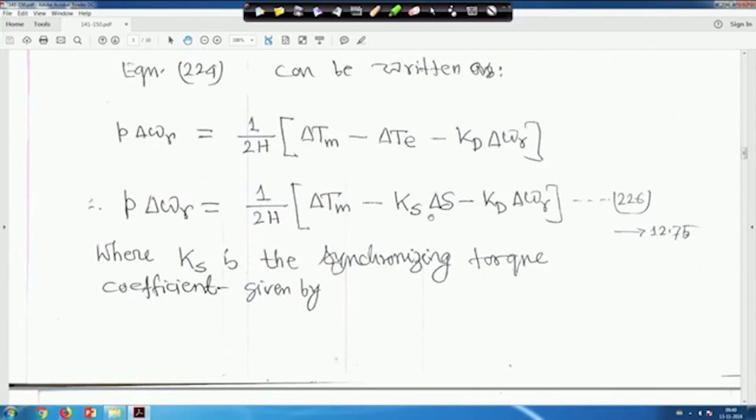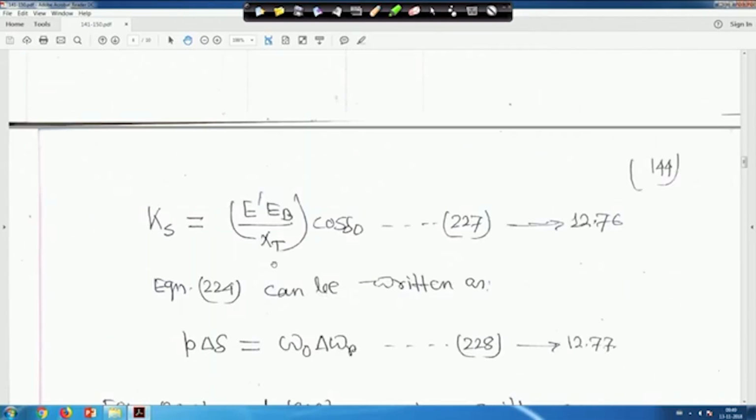Therefore, delta T e is K s delta delta minus K d into delta omega. This is equation 226. Forget about this one, it is for my own reference. K s is the synchronizing torque coefficient, and this K s, I told you, is nothing but E dash E b upon X t times cos delta 0. This is equation 227.